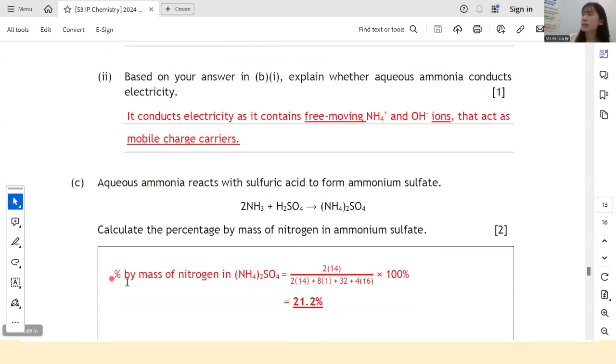Okay, then the next part over here, the percentage by mass. So for percentage by mass, the answer is 21.2. Because you are interested in nitrogen in ammonium sulfate, which is the right side. So for the right side, there are 2 nitrogen, so you put 2 times 14. Then over the total, so you count N plus H plus S plus O. You add up all of them, then times 100%. Then done. So this will be the answer. Then for the final answer, round off to 3SF.